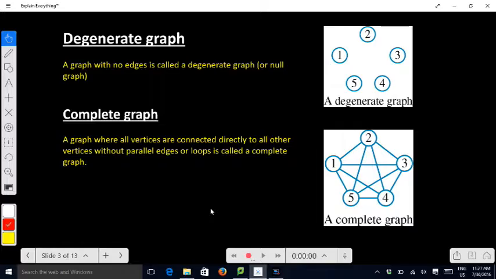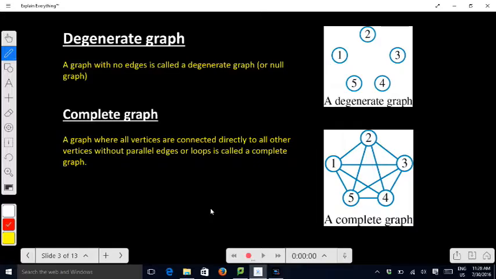So to start things off, we've got what's called a degenerate graph. These are worth adding to your glossary of definitions. Basically, a degenerate graph is a graph with no edges connected to any of the vertices. On the side, we've got a little example. We've got 1, 2, 3, 4, and 5, and we've got no edges between them, so it's called a degenerate graph.